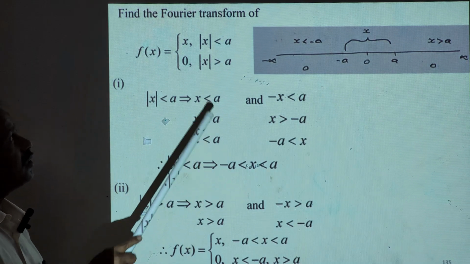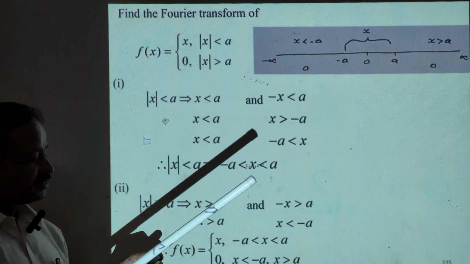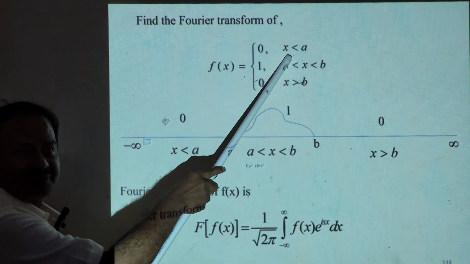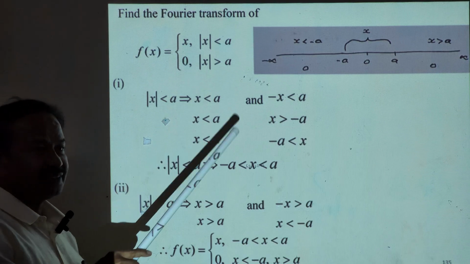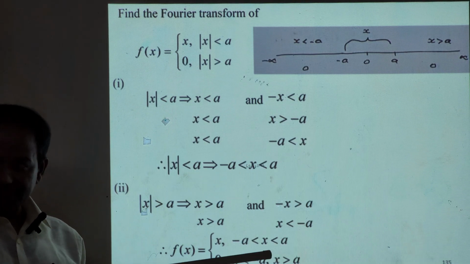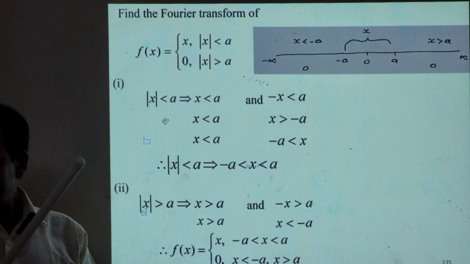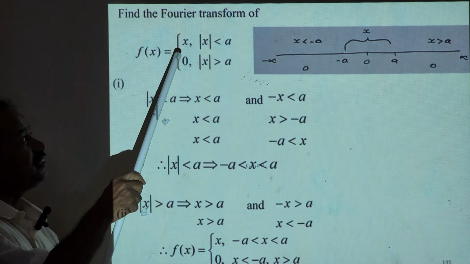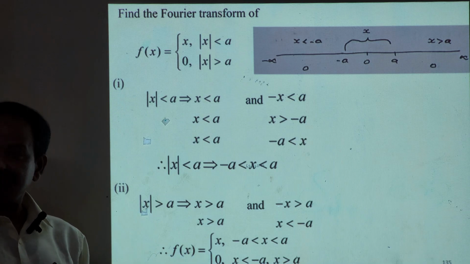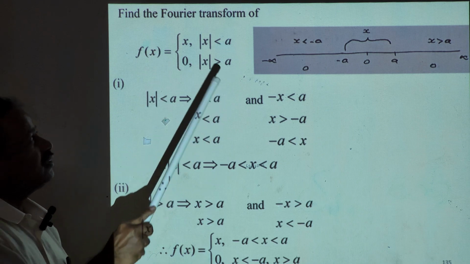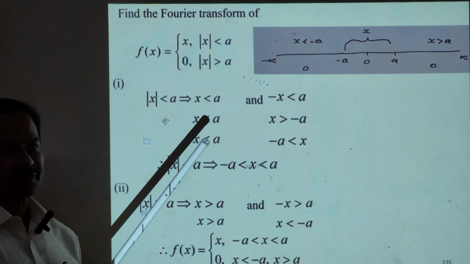Now find the Fourier transform of f of x equal to x, mod x less than a. So far it has been given as simply x, but here it is given as mod x less than a. So x can be either plus or minus. In the earlier case, x itself will be x, whereas in this case mod x is there. Mod x means either you can write minus x or plus x. Is it okay? So minus x less than a, plus x also less than a.